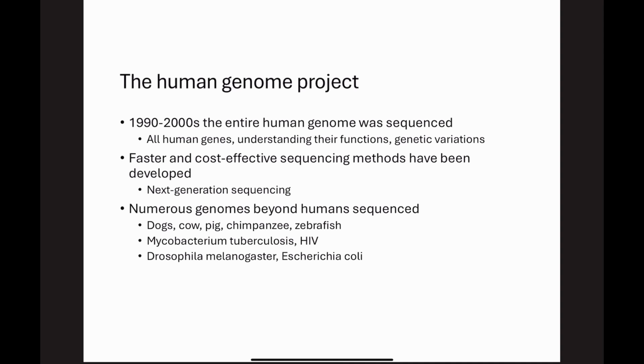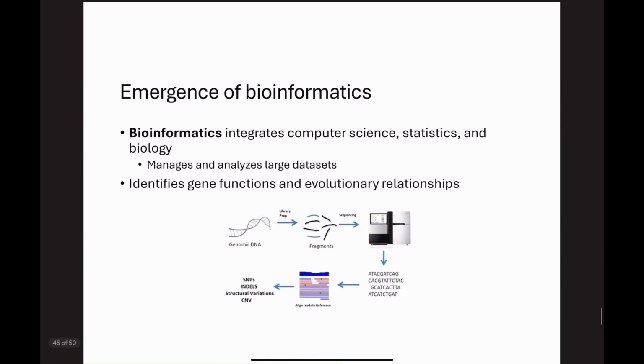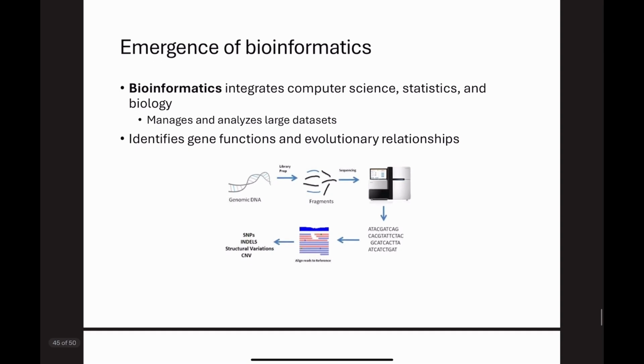Something else that was important is the emergence of bioinformatics. Bioinformatics is defined as the integration of computer science, statistics, and biology. It's able to manage and analyze large data sets. The vast amount of sequencing data gave rise to bioinformatics, and it's a tool that enables researchers to identify gene functions, compare genomic sequences, and even predict evolutionary relationships.